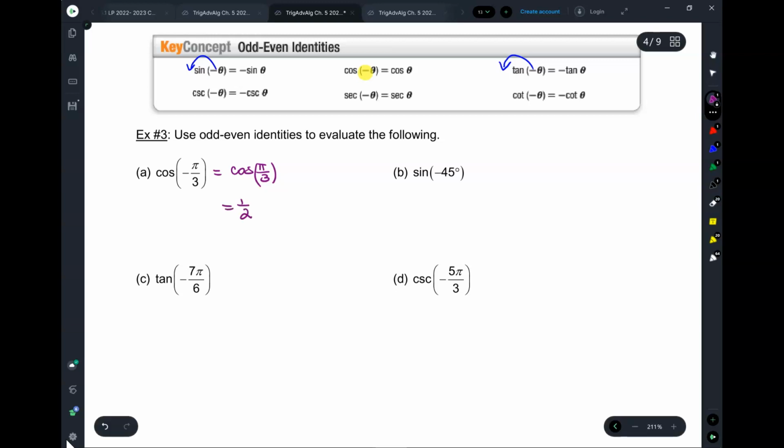Okay? Why does it go away? Now, I don't get it. It's the identity. It's the rule. You just have to know that that's what happens, okay?